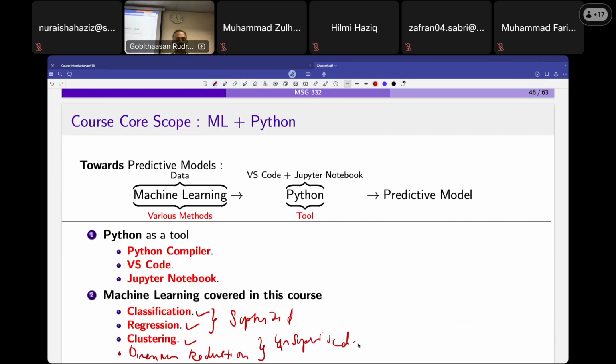Of course, our tool would be Python. Our predictive model, you know what predictive model means. You know what the types of machine learning mean, right? Once you finish, we go through your course information PDF file, you know what tool to use and how to use it later on.